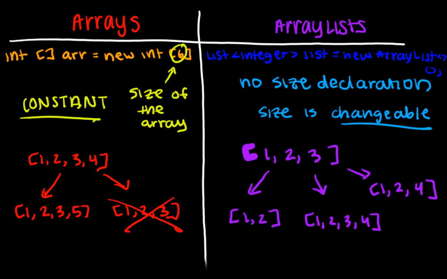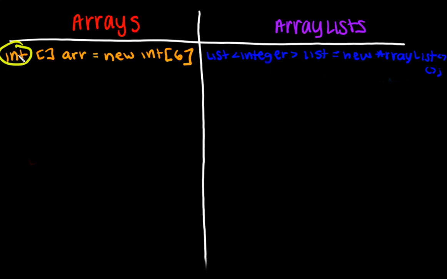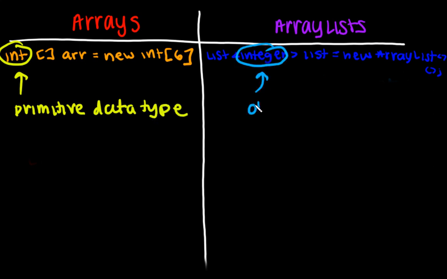Something else that you're going to see here is right here, this is what we call a primitive data type, while over here, this is what we call an object data type. They're both integers, but they're of different types. Before we continue, I'd just like to quickly explain one of the main differences between primitive and objects.